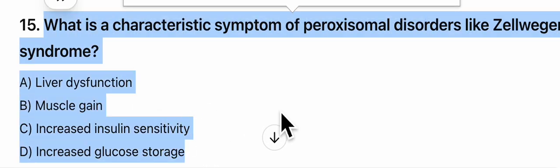What is a characteristic symptom of peroxisomal disorders like Zellweger syndrome? A. Liver dysfunction. B. Muscle gain. C. Increased insulin sensitivity. D. Increased glucose storage.